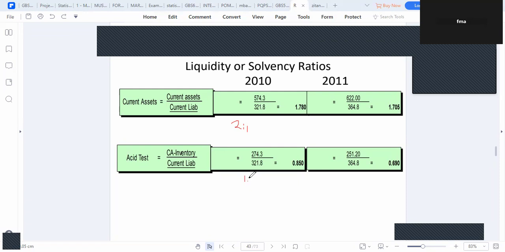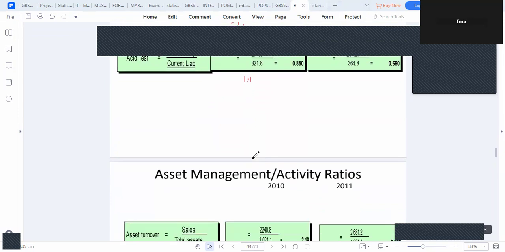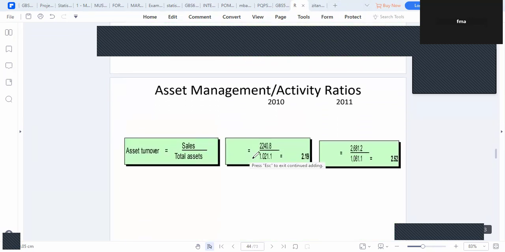So are we together on the computation of the current ratio? Yes. Right. So we also go to the second ratio, which is under the asset management ratios or efficiency ratio. So we have the asset turnover, which is sales over total assets. So where do we find the sales?